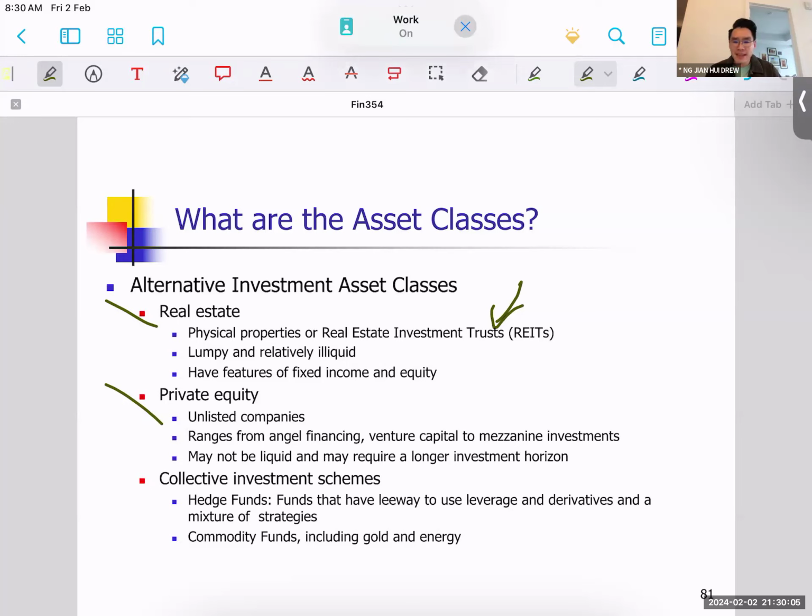So REITs, maybe at this point in time, are not so good to invest in, simply because the prices are too high, right? Maybe when inflation goes down, REITs can be a consideration. So this is something you can advise a client. Private equity is generally not listed, and a bit hard to invest in unless you have certain connections. Collective investment schemes, you can do commodities, hedge funds, gold and energy, generally some assets to invest in as well.